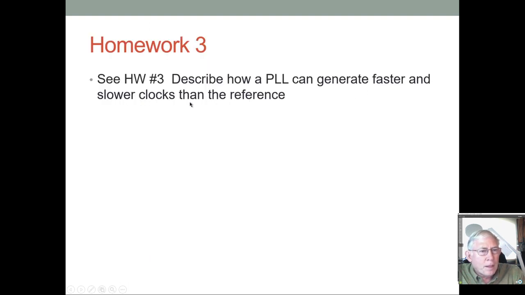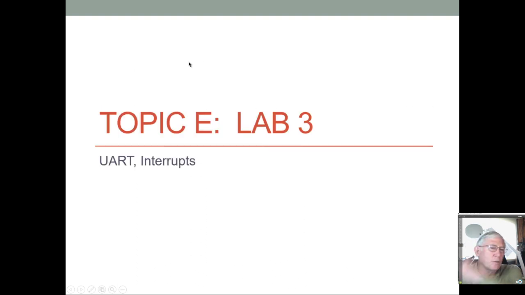So, all right. Yeah, and I think this is one of the homeworks: describe how a phase lock loop can generate faster and slower clocks than the reference. And I think that's in the homework list already.